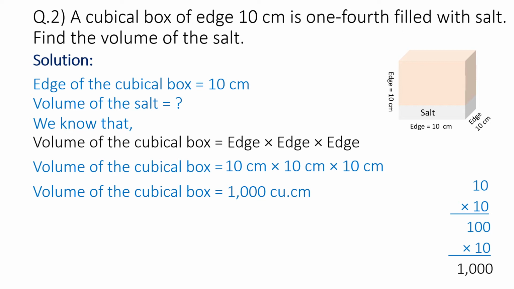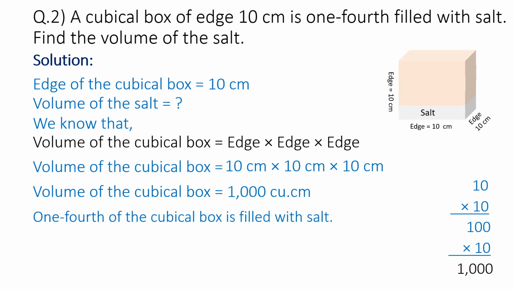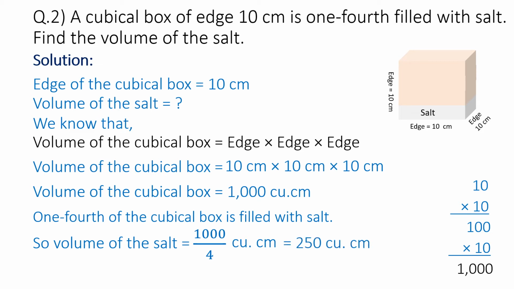But the question is find the volume of the salt. So what we have to do? Look, 1/4 of the cubical box is filled with salt. And 1/4 means that if we divide volume of the cubical box by 4, we get volume of the salt. So write down volume of the salt is equal to 1000 cubic centimeter divided by 4. And if we divide 1000 cubic centimeter by 4, we get 250 cubic centimeter. So volume of the salt is 250 cubic centimeter.